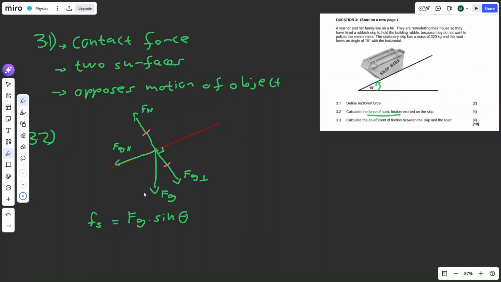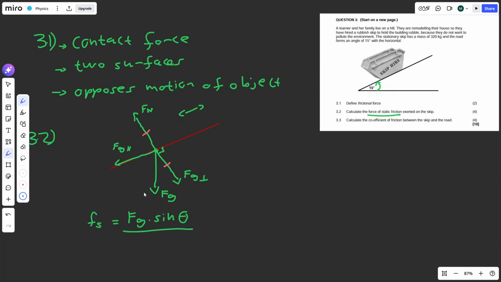Because the object is on a plane, there's a force being acted on it, which is restricting it from moving. That is the static friction, okay? And that frictional force here is going to be acting in this direction, up the plane. So now, in order to find it, we first need to compute this.